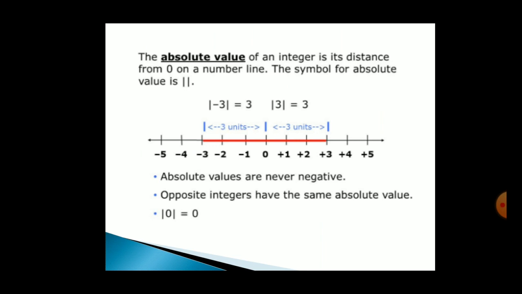Here in this figure, I am considering the distance between 0 and 3. It is 3 units. When we consider the distance between 0 and negative 3, it is also 3 units. So, the absolute value of 3 as well as negative 3 is equal to 3. So, opposite integers have the same absolute value. Absolute values are never negative and the absolute value of 0 is 0 itself.